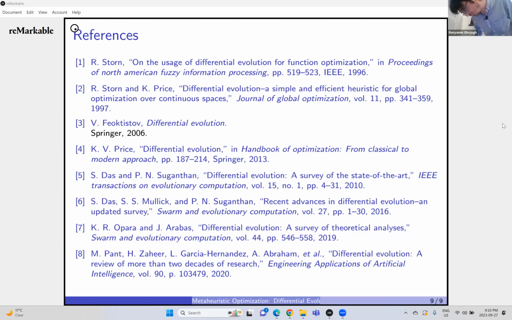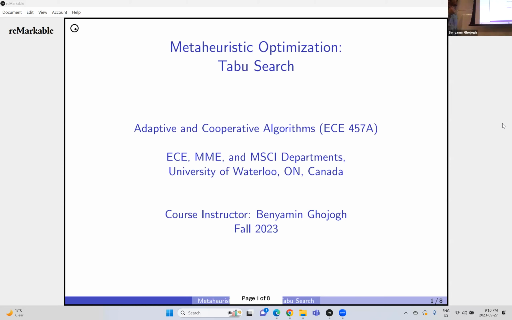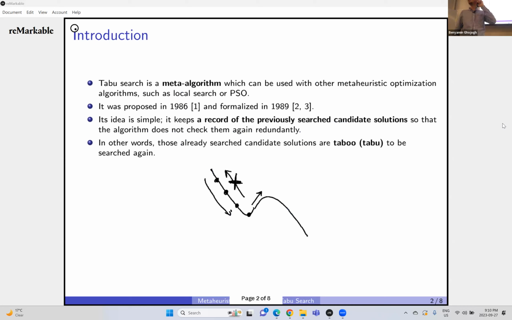I think the next topic is taboo search. Taboo search is also short, but very interesting. So, taboo search is a meta algorithm. What do I mean by meta algorithm? Can you tell me? What is meta here? We see this meta in the terminology of metaheuristic too. Is it for computer? No, but why did I call metaheuristic algorithms metaheuristic? You are saying.